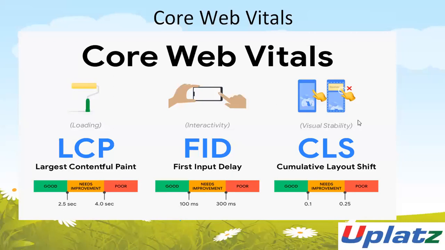So I hope you are all clear on how LCP and Core Web Vitals are directly related to the ranking factor. Now you can ask: okay, you told us the problem and its effect, but what are the solutions?